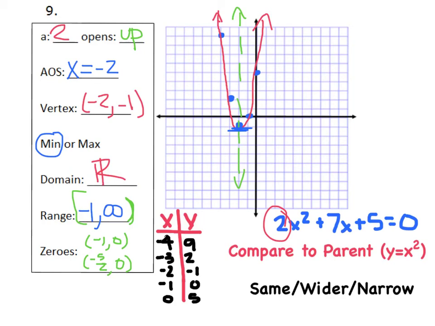So let's compare it to our parent. My parent a value is 1, and this graph has a value of 2. Notice this graph has a bigger a value. The bigger the a value, the narrower it gets. So this graph is narrow compared to the parent.